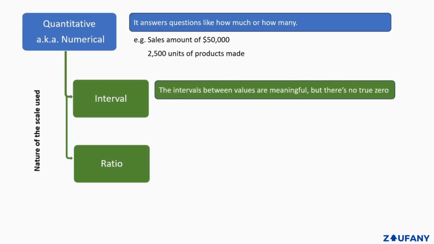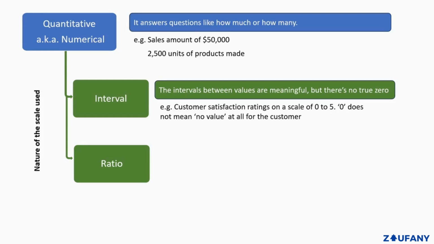For example, customer satisfaction rating on a scale of 0 to 5. The difference between 3 and 4 is the same as between 4 and 5, but a score of 0 does not mean no satisfaction. It is just a point on the scale. You can easily opt for a scale of -5 to 5. Here, a score of -2 is also possible, which means the customer's satisfaction level is less than 0. A rating of 5 does not mean the customer is 5 times happier than the customer scoring 1.